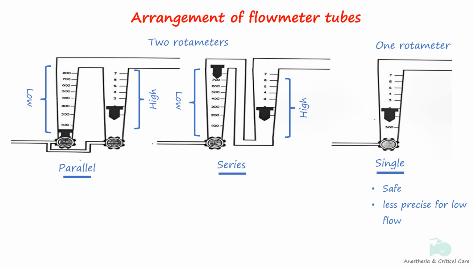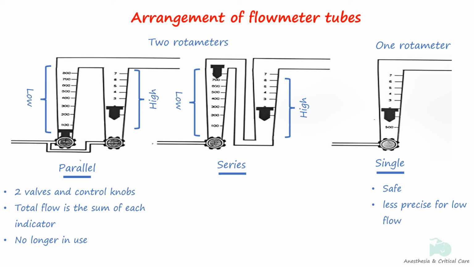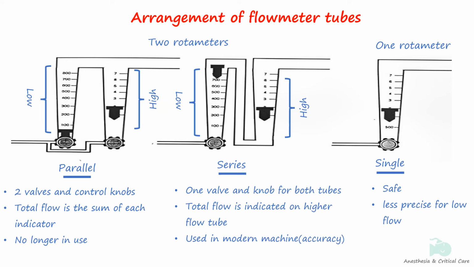In parallel arrangement, 2 flow indicator assemblies with a flow control valve and control knob for each assembly is used. The total flow of the gas to the common manifold is the sum of the flows on both flow indicators. It is not presently available because of accidental use of a low-flow oxygen flow indicator when a high flow is intended. Series arrangement has one flow control valve for the two flow indicator tubes.